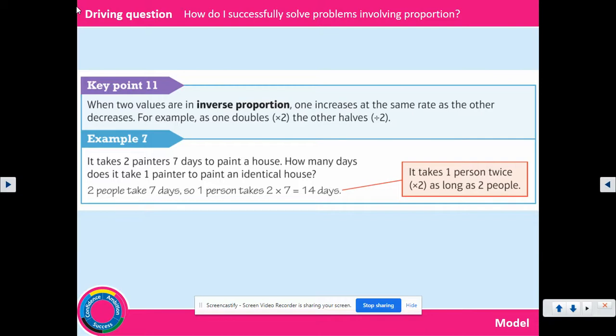The example says it takes 2 painters 7 days to paint a house. So 2 painters, 7 days. How many days does it take 1 painter to paint an identical house? Well, you've got to think it's going to take 1 person twice as long as it would take 2 people, because there's half of the people doing the job. Okay, so it's going to take 1 person double the amount of time. So instead of taking 7 days, it's going to take 14 days. Okay, hopefully that makes sense.